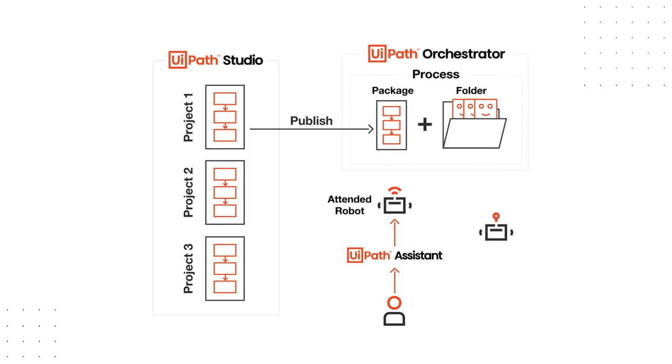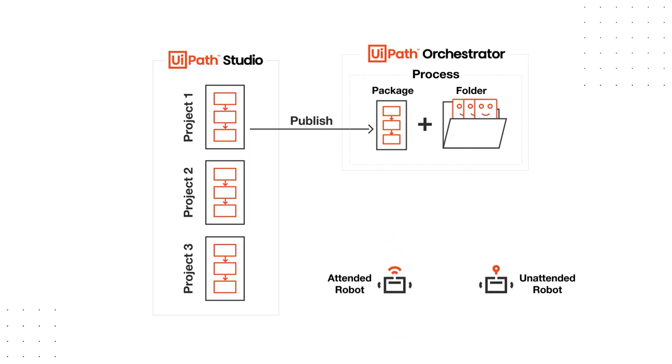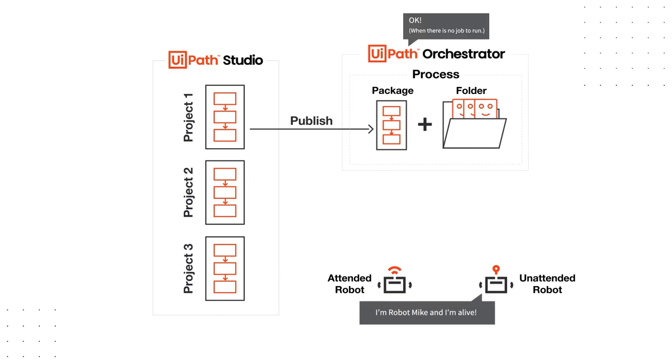The robots deployed on separate machines, working without direct human intervention, are called unattended robots. Process execution for this type of robot is initiated and managed from Orchestrator. In both cases, process execution is done through jobs. Be it attended or unattended, communication between robots and the orchestrator is always triggered by the robot.